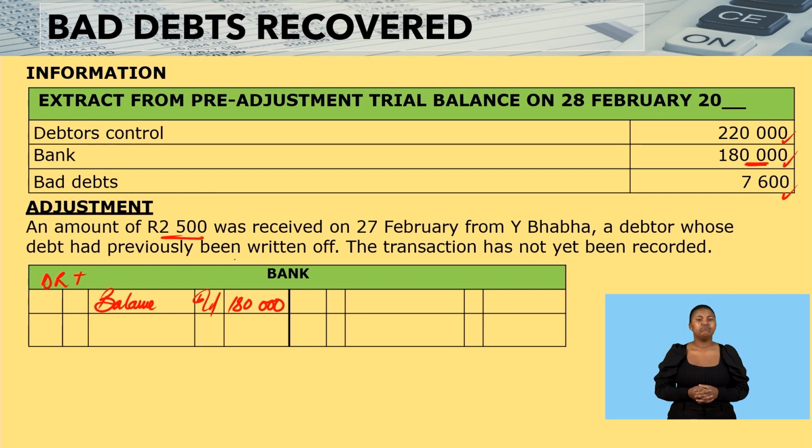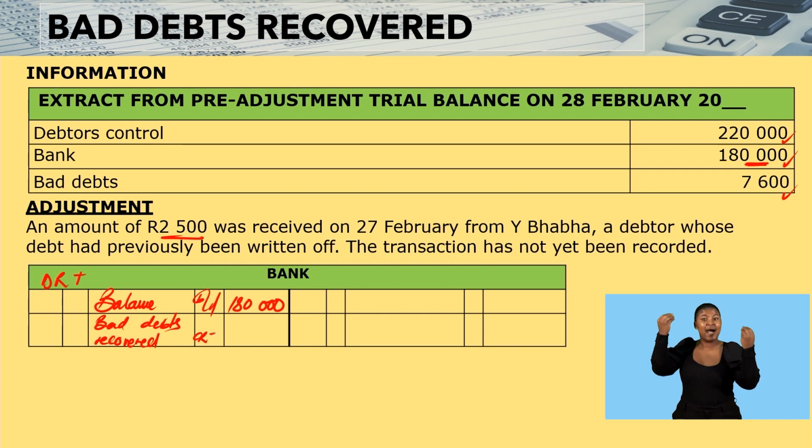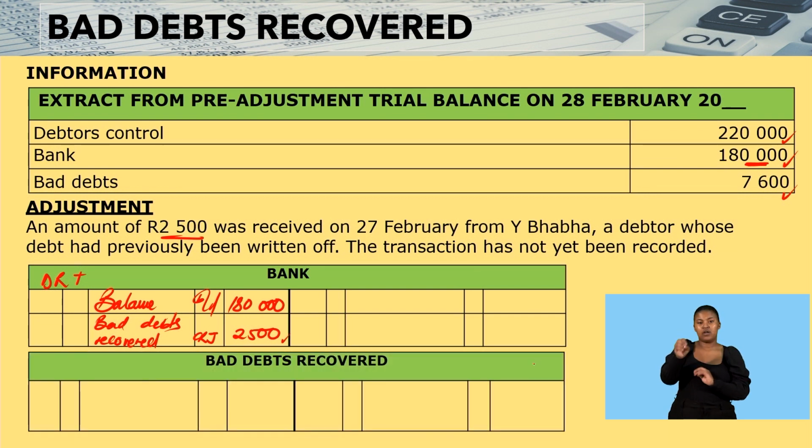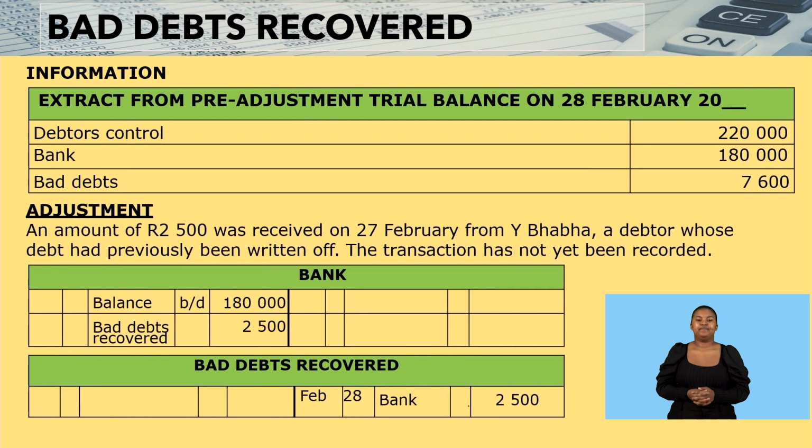We are then told that 2,500 was received from Y. Baba, a debtor whose account was previously written off. That means I'll come here and I'm going to have bad debts recovered. Here's my bad debts recovered. Remember, I've received the amount, so I'm going to be CRJ, and the amount I've received is 2,500. I should then record this 2,500 in my bad debts recovered, which is an income account. So I'm coming here to say bank, and then the amount is 2,500. That is how I will record my bad debts recovered, as you can see over here.